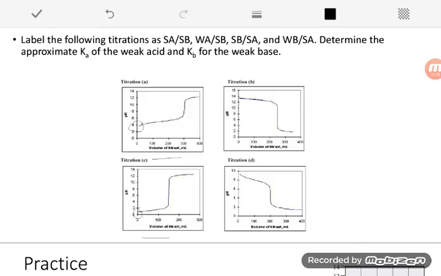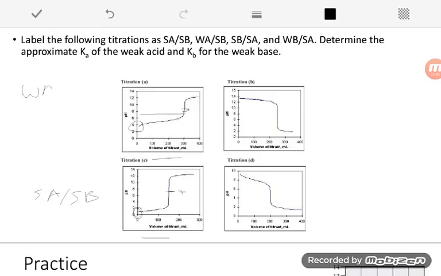The other thing is that this one has its equivalence point at a pH of 7, whereas this one's equivalence point we can see is definitely above 7, so maybe more around 8, something like that. So 7's right there, and we can see that it's above that. So that means this one down here is definitely going to be the strong acid, strong base. It starts at a lower pH, and its equivalence point is at 7.